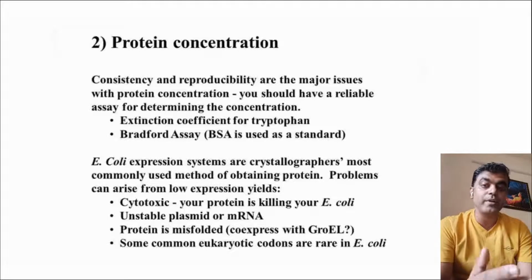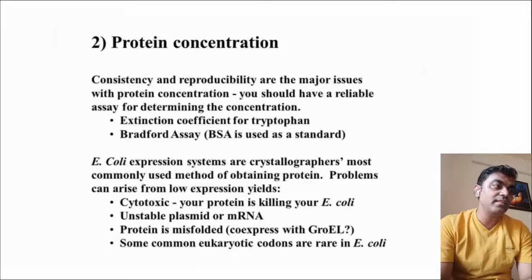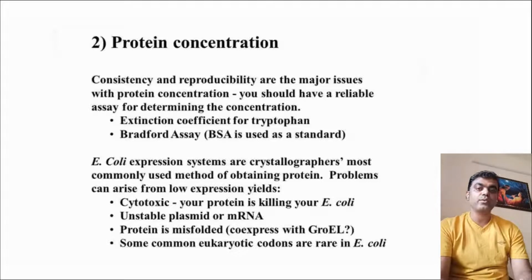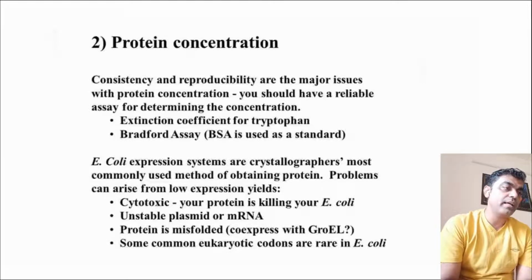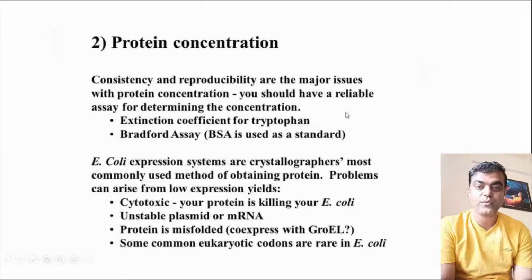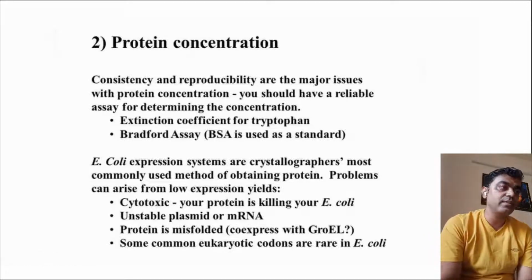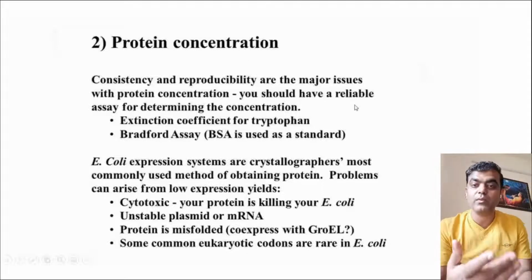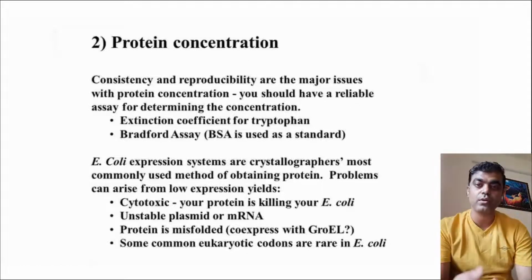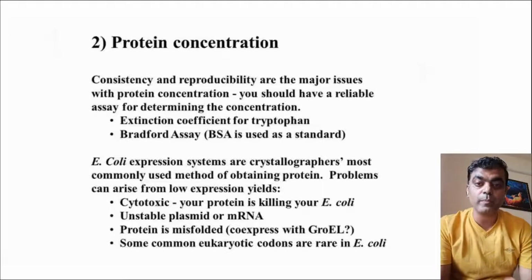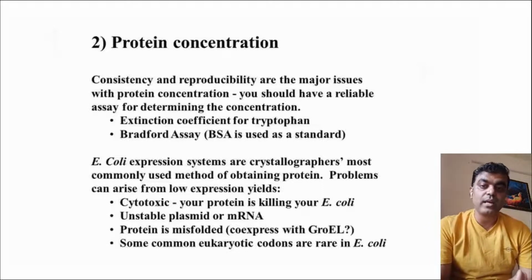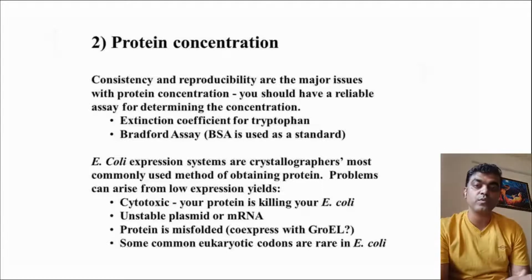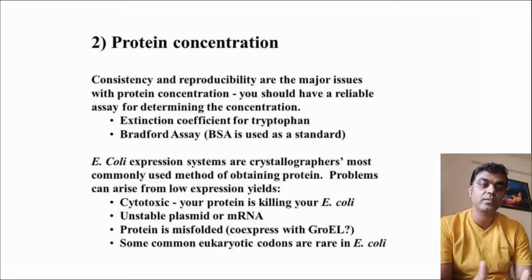Because if you want repeatability in your experiment, the concentration has to be consistent, and these are the major issues, because you should have a reliable assay to check this. There are two assays: the extinction coefficient for tryptophan, and you can also use a Bradford assay as a standard. Once you do crystallization, this is not a one-time process. If anybody wants to repeat it, your process should be reproducible by any other person who follows the protocol as religiously as possible.